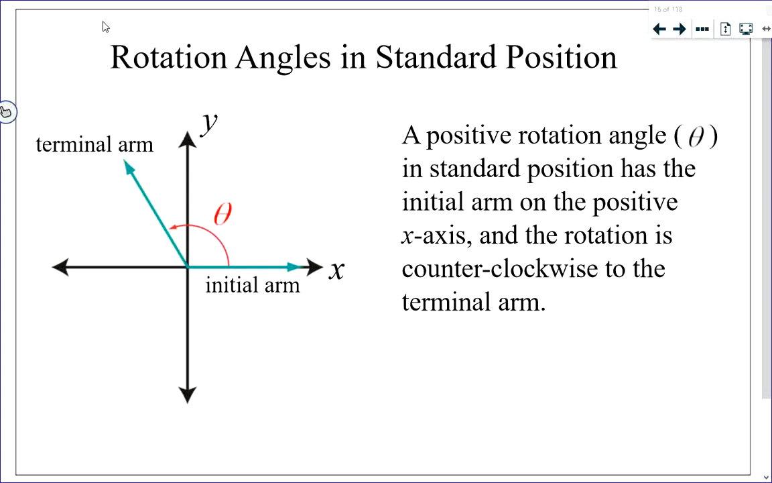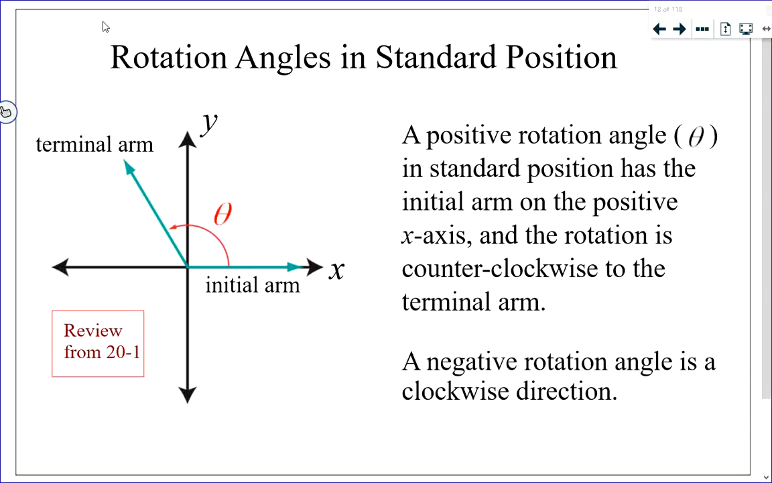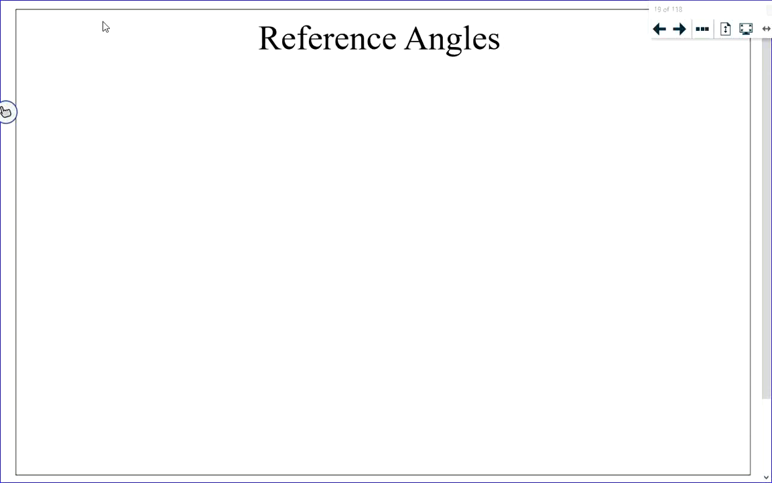A positive rotation angle theta in standard position has the following properties. The initial arm is on the positive x-axis, and if it's a positive angle, it's rotated counterclockwise, indicated by that diagram that you're looking at. If the angle is a negative rotation angle, it's rotated clockwise. This is a review from 20-1. A negative rotation, as I said, is a clockwise rotation.